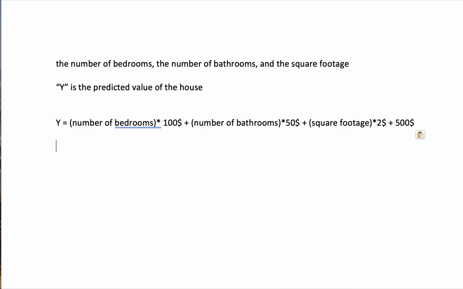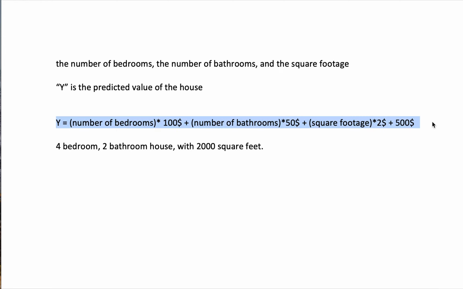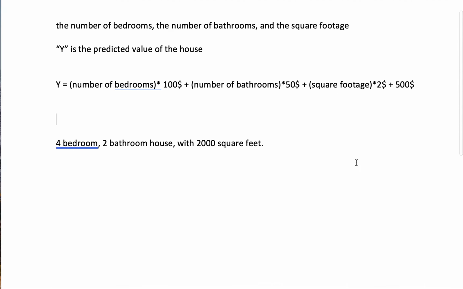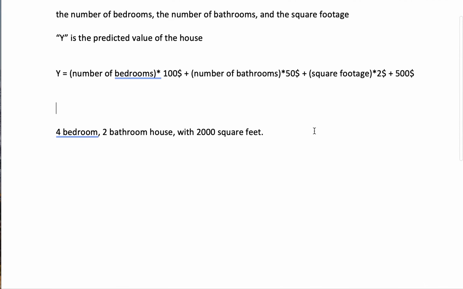So let's assume that we're looking at a 4-bedroom, 2-bathroom house with 2,000 square feet. Let's write that down. What is our predicted value of that house? Well, we have our equation right here, and we can use that equation. So let's do that. Let's plug in some numbers.